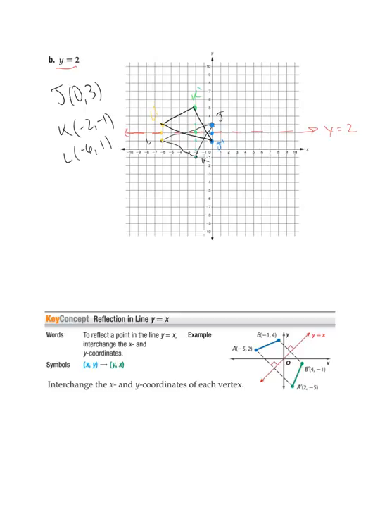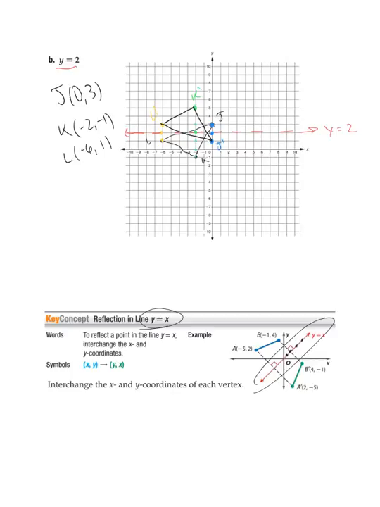Guys, lastly, we might reflect a point in the line y equals x. Guys, that's the line that just goes through, I mean, you can see it graphed here. It goes through the origin. It has points like 1, 1, 2, 2, 3, 3. It has those points on it. Okay, that's the line y equals x.